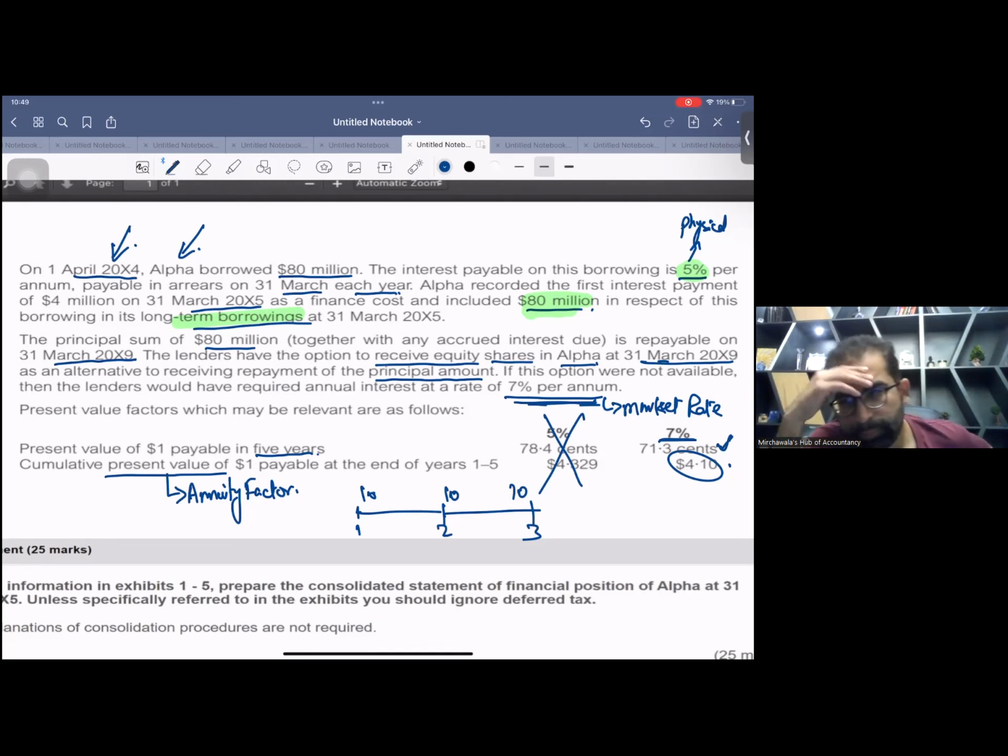Now what are the rules? IFRS says that first of all, treat this transaction as a complete loan and identify all cash flows. So the cash flows are principal and interest. Plot those cash flows and then do discounting. Take a picture of this, so I have to move the screen. Okay.